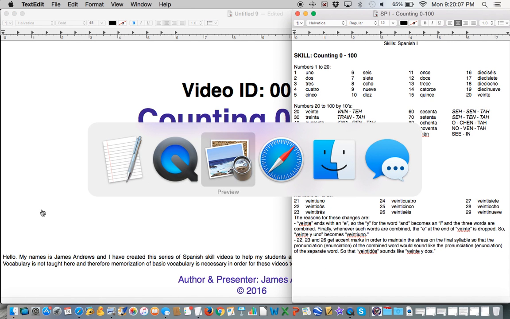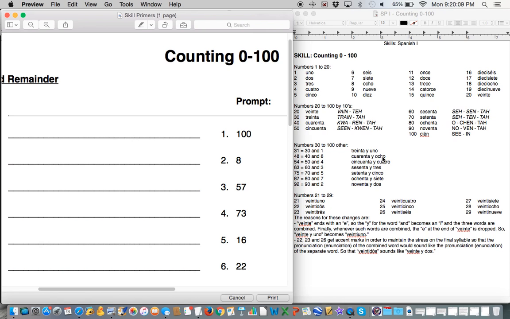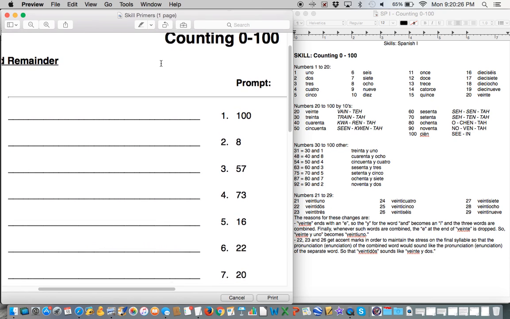Okay, here are my notes for numbers. I cannot stress that you won't be able to do this unless you memorize numbers. You have to memorize 0 to 20 and then 20 to 100 by tens. There's just no way around that.